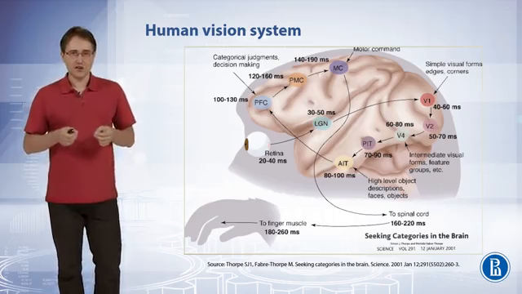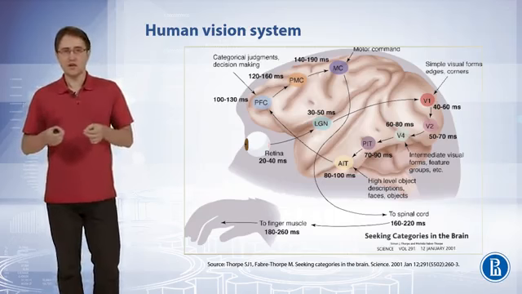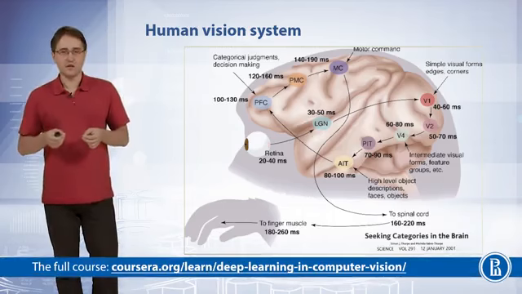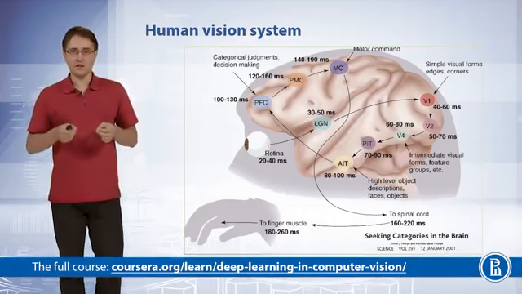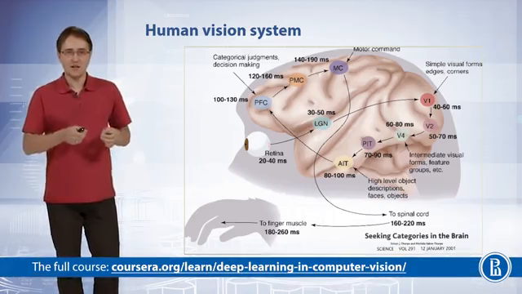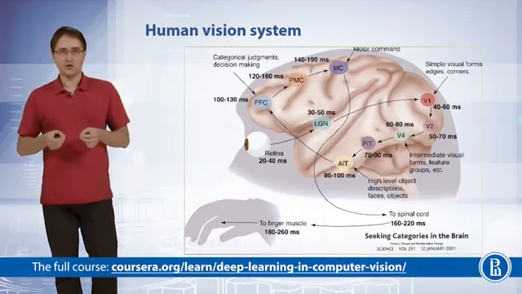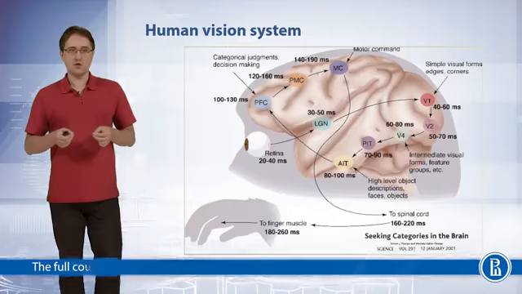After high-level recognition, the signal moves to the decision-making area in the frontal part of the brain. And approximately 150 milliseconds after leaving the eyes, the information can reach the motor control center and we react to the input visual stimuli.